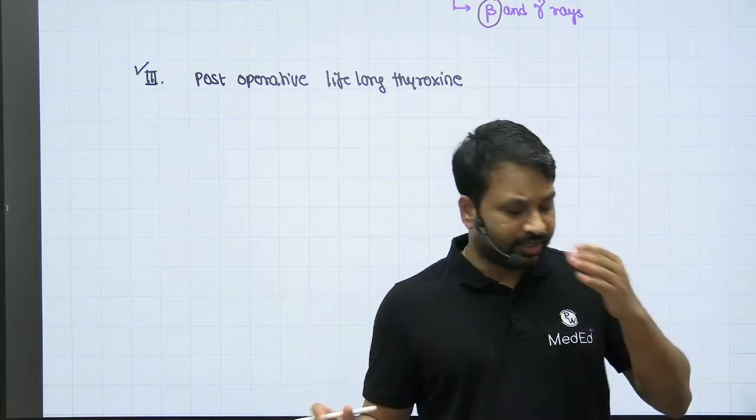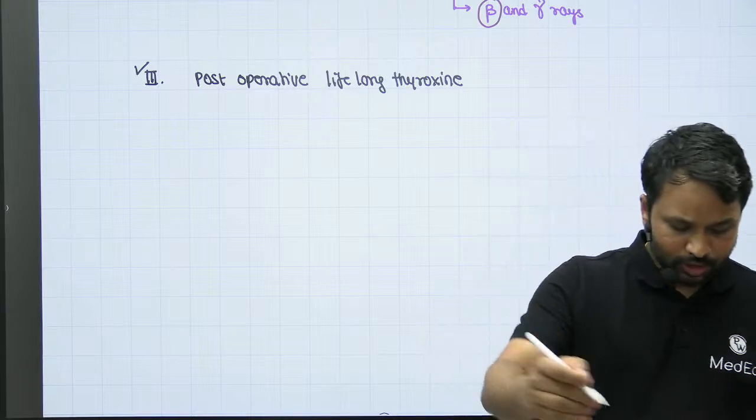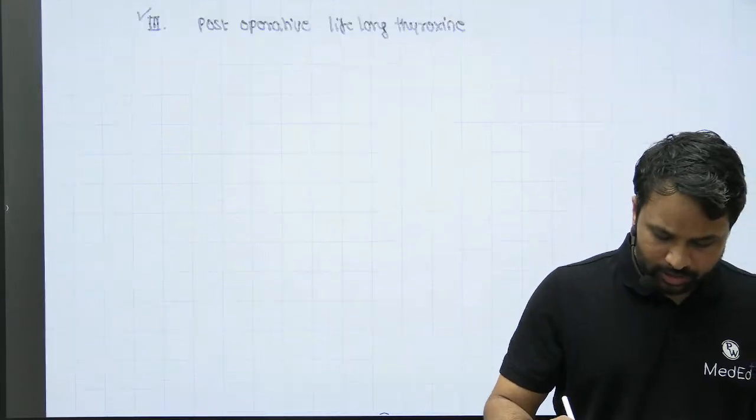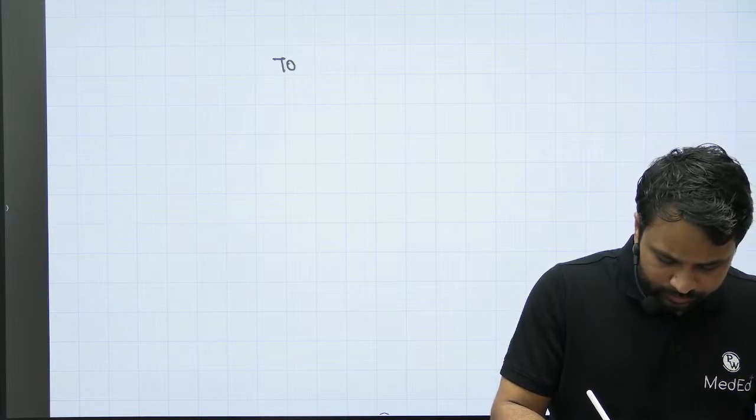Everybody's clear until Graves' disease? Can we move on? Okay. So we'll talk about the next topic. That is going to be the toxic multinodular goiter.